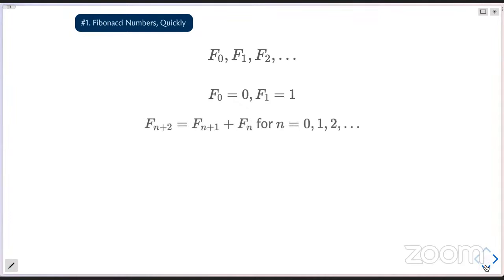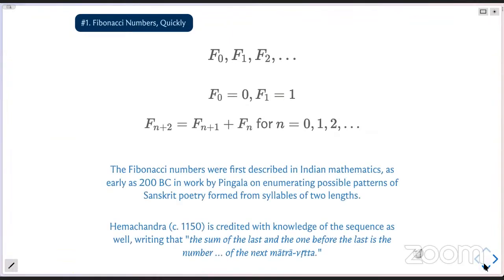Okay, so the first miniature is about the Fibonacci numbers, which you've probably encountered before. They are a sequence of numbers that traditionally start with 0 and 1, and they have the property that any element in the sequence further down is the sum of the previous two elements. So that's the sequence.